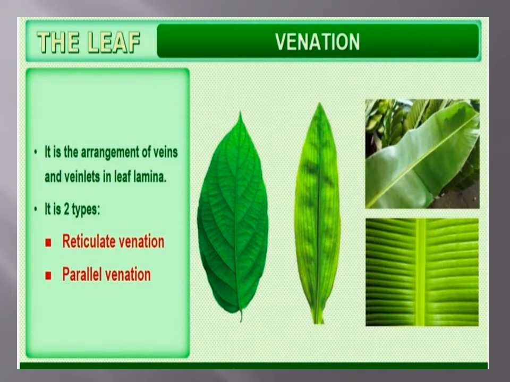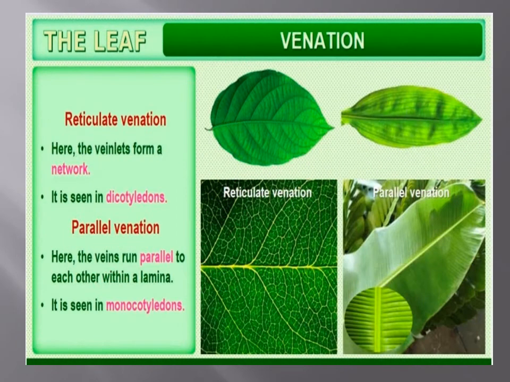Venation. The arrangement of veins and veinlets in the lamina of the leaf is called venation. There are two types of venation, reticulate venation and parallel venation. Reticulate venation. The midrib, its branches and veinlets form a network in the lamina. For example, leaves of dicotyledonous plants, China rose, peepal, etc.